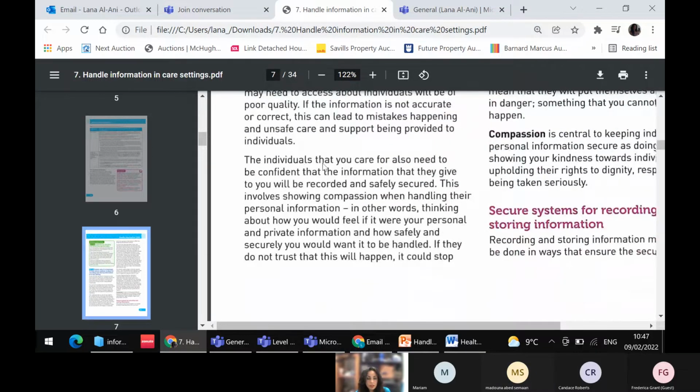So the individuals that you care for also need to be confident in you. They need to know that their information will not be shared with other people without their consent. Also, their information should be recorded safely and securely, so no one will have access to it. And this will show the client that we care about their information. We are compassionate. We care about the information we have. Keep it private.